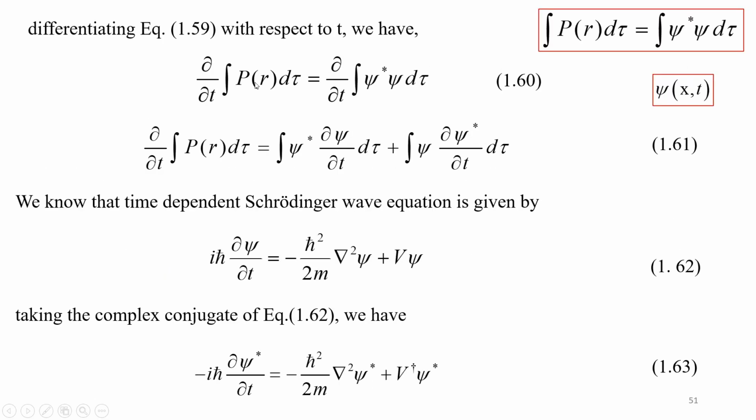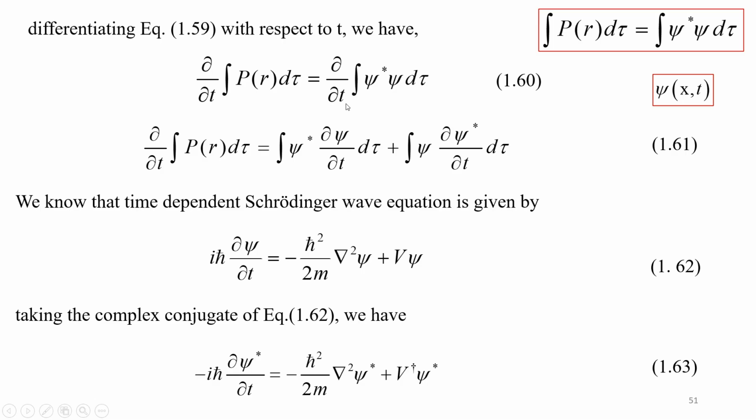So differentiating equation 1.59, we are going to differentiate this equation. And it gives us partial d by dt integration P of R d tau, because P is a function of R comma t. That's the reason that we have done a partial differentiation. Which is equal to partial d by dt integration psi star psi d tau. Psi also depends on R comma t.